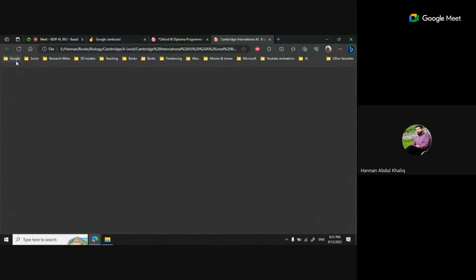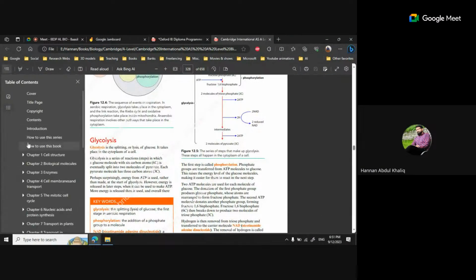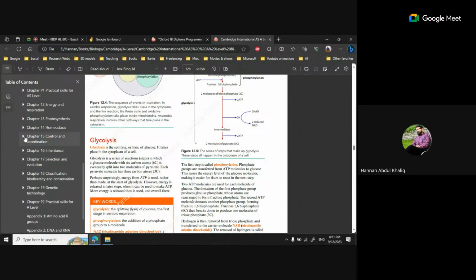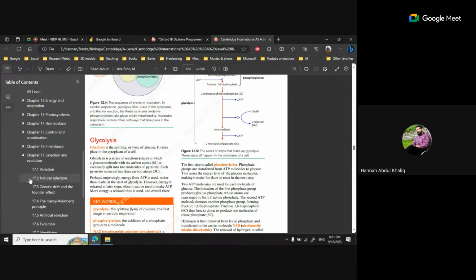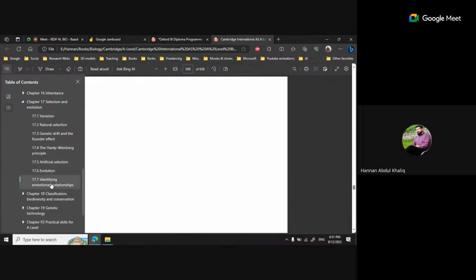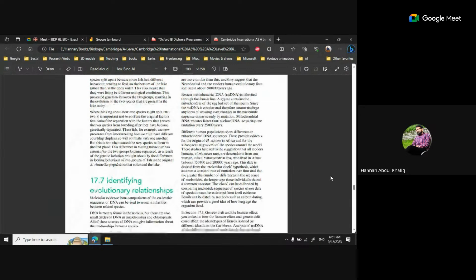This is written in the A level book. Let me show you. It is mentioned over there. I guess it would be in evolution. I guess that's under observation, selection and evolution, and identifying an evolutionary relationship. Yes, it is over here.